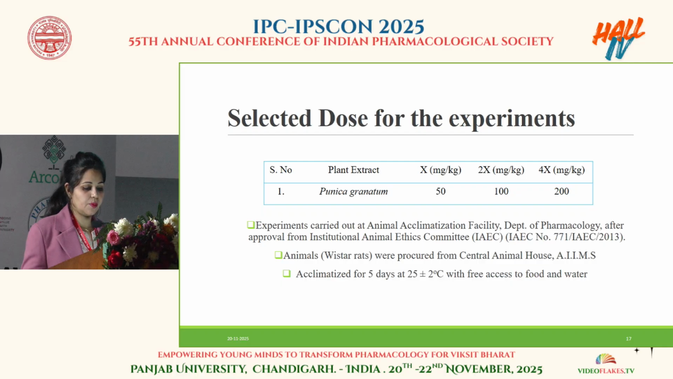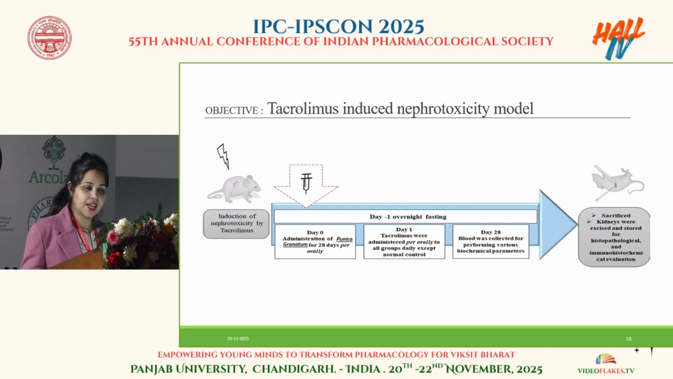This is the IAEC number, and prior to the experiment, the animals are fully acclimatized according to humidity and temperature conditions. So this is my nephrotoxicity model. We induce the nephrotoxicity of tacrolimus in Wistar rats on day 0. We administered our test drug, because it's a pre-treatment, it's a protective effect. So we administered the test drug subsequently for 28 days, and after 1 hour on day 1, tacrolimus was administered per oral, except the normal control group.